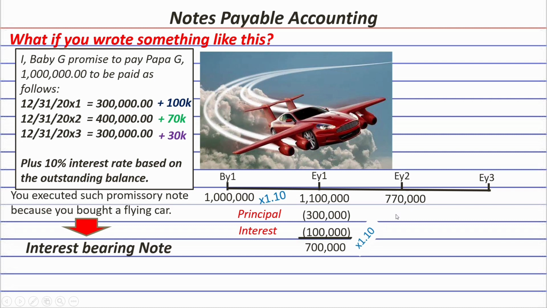Okay? Minus 400,000 principal payment and 70,000 interest payment and we have 300,000 as the remaining balance at the end of year 2 times, for the last time, 1.10 and we have 330,000 minus 300,000 last principal payment and 30,000 last interest payment, and we have zero. Okay? So that's how easy the measurement of this interest-bearing note is. Okay? Now, how about recording? Let's talk about that after this.